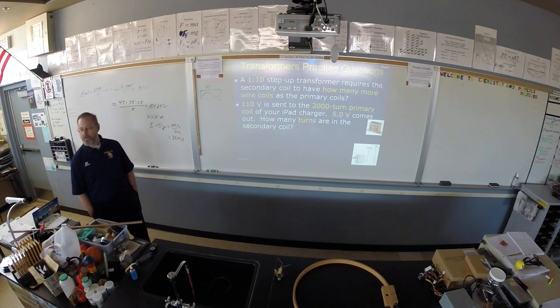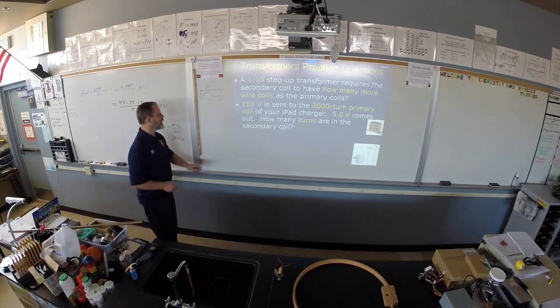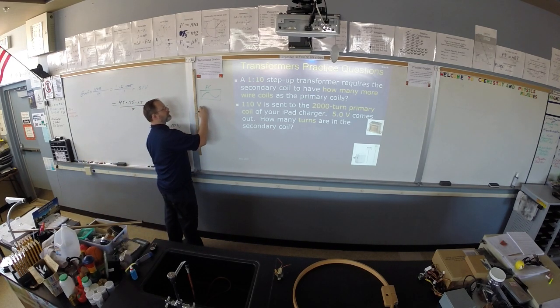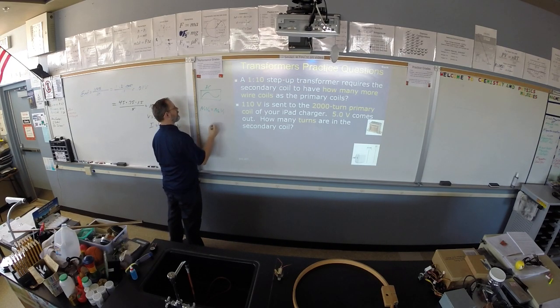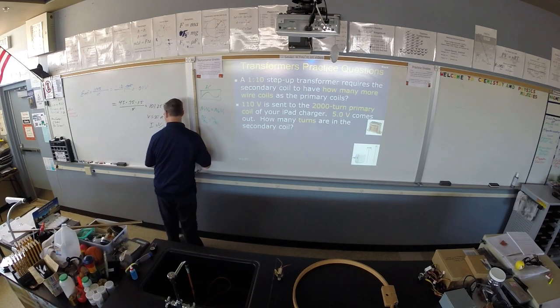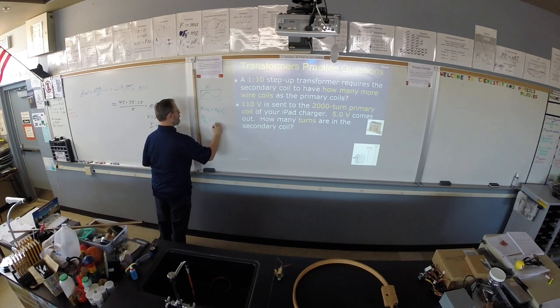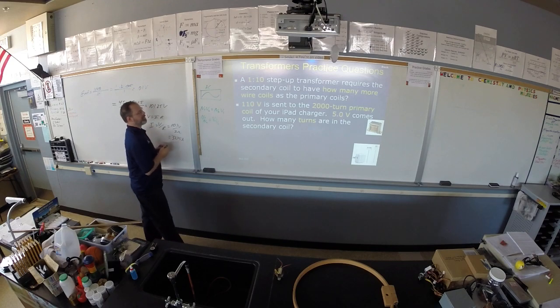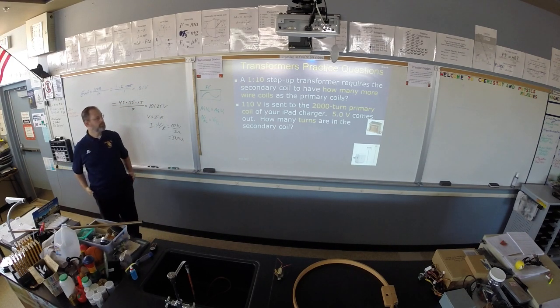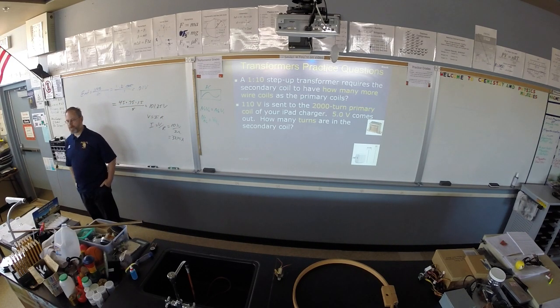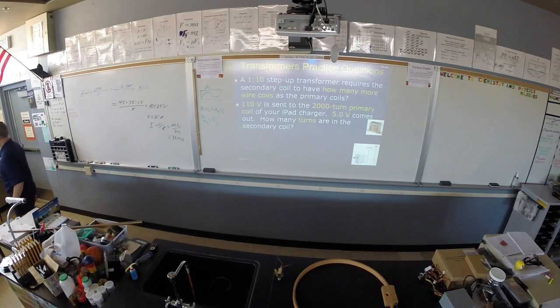If you can't do it in your head, you can use the formula. Do you remember the formula? What is the transformer formula? N1V2 equals N2V1. Or if you like the other way, you can say N1 over N2 equals V1 over V2. Either one, they both give you the same answer, depending on if you like to multiply or divide or cross multiply.